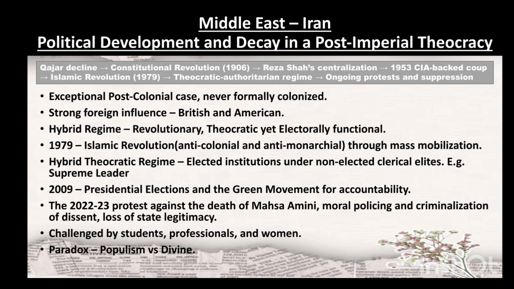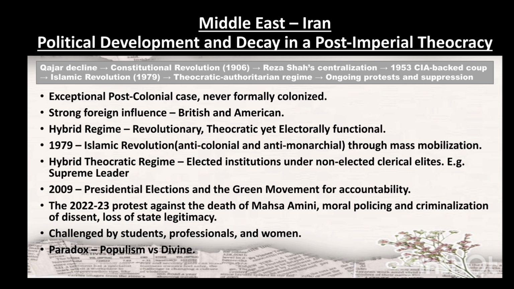Iran presents an exceptional post-colonial case as a country which was never formally colonized but had a strong foreign influence in the form of Britain and America. It represents a hybrid regime that is theocratic yet electorally functional. A theocratic regime is one where the religious head is also the head of the state.